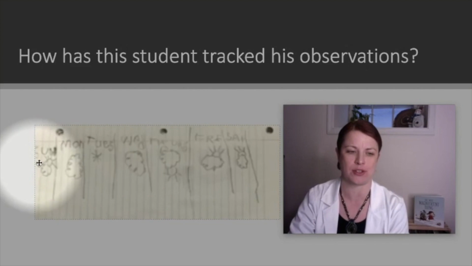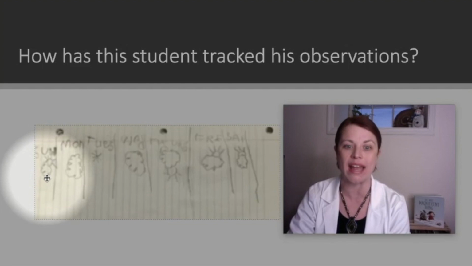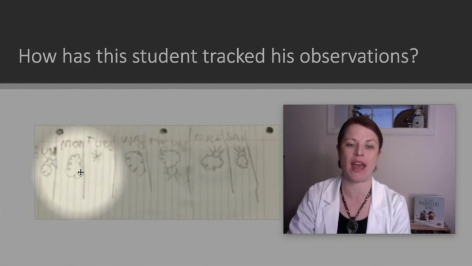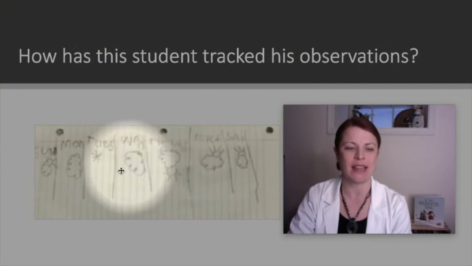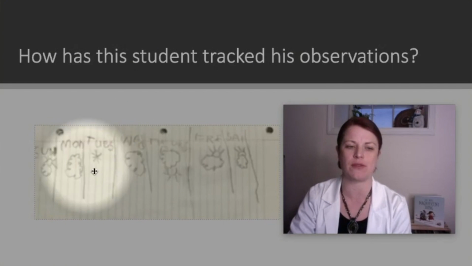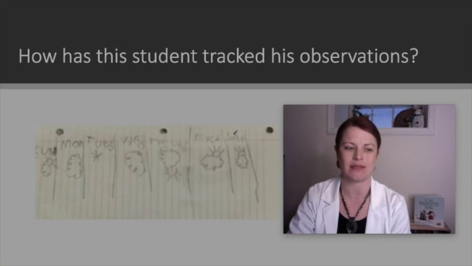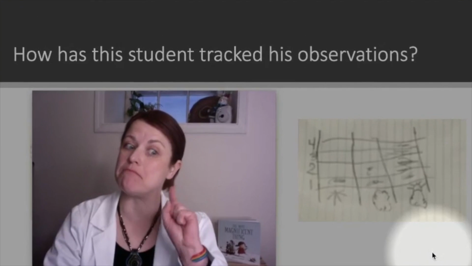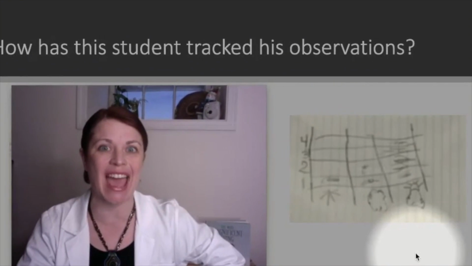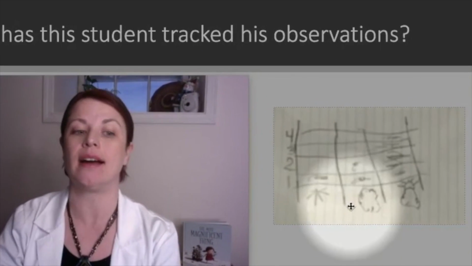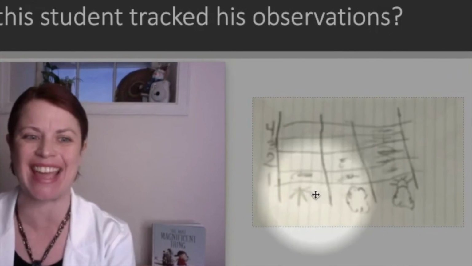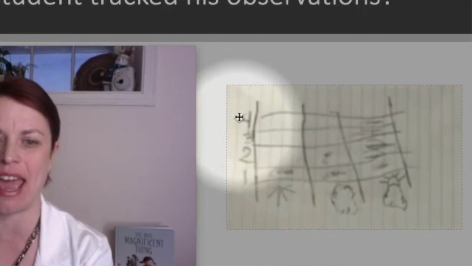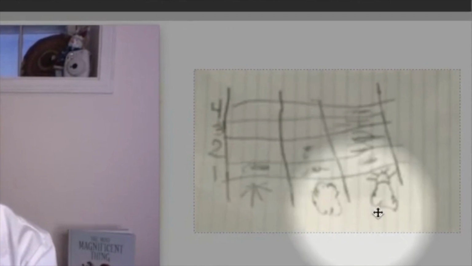How many observations did he make in 1 day? Did you say 1? You were right. He made 1 observation each day. But what impressed me most about this junior scientist's work is that he compiled his data. He took his data and put it in a graph.